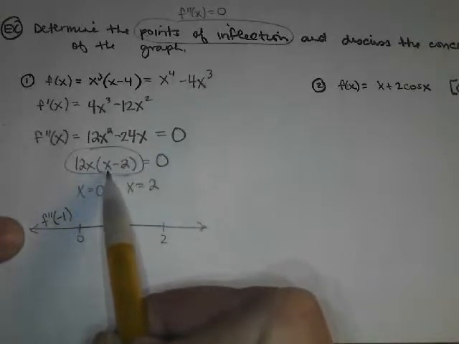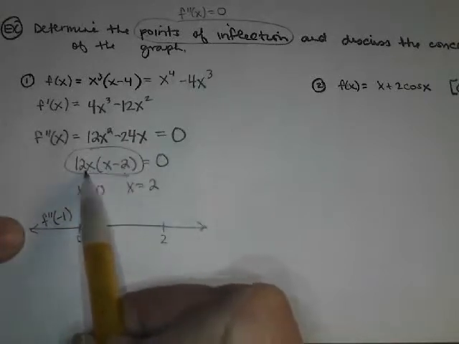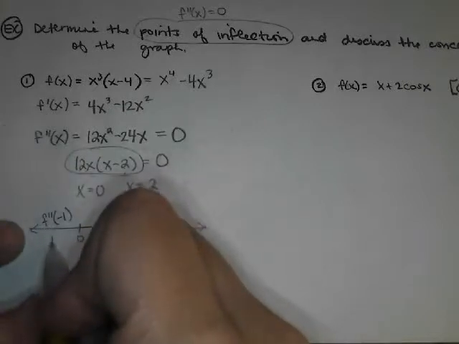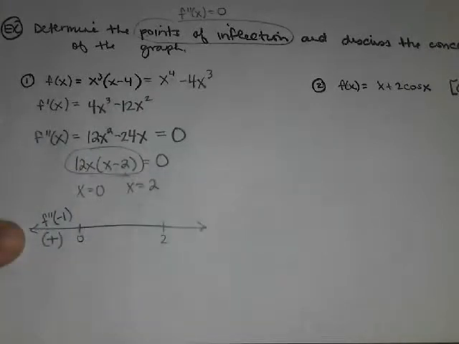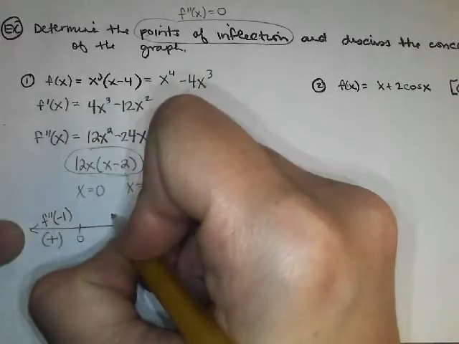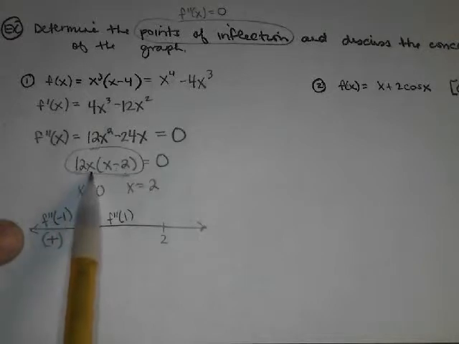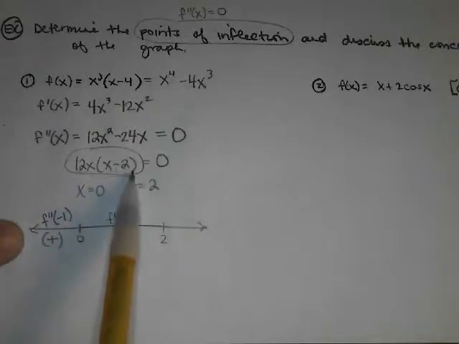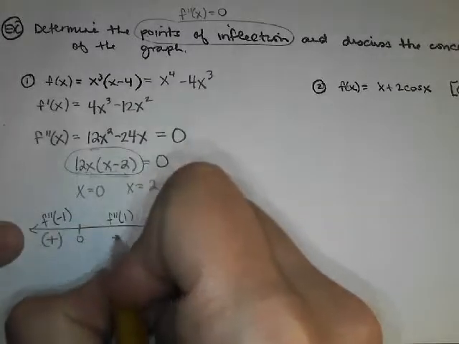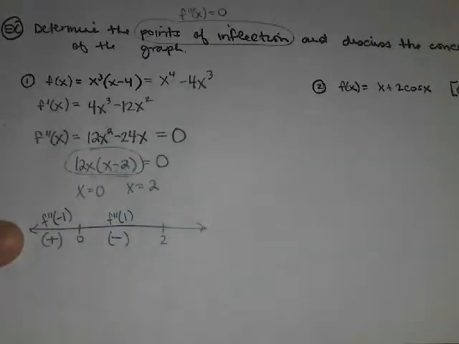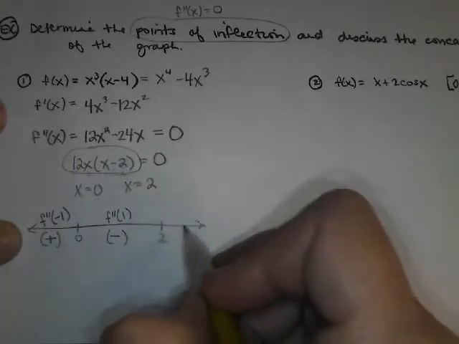Negative 1 minus 2 is a negative, and a negative times a negative is a positive. So we're concave up there. And then we'd plug in 1. When you plug in 1, you get a positive times a negative, which is a negative, so we're concave down there. And then beyond it, maybe at 3, a positive times a positive is a positive.